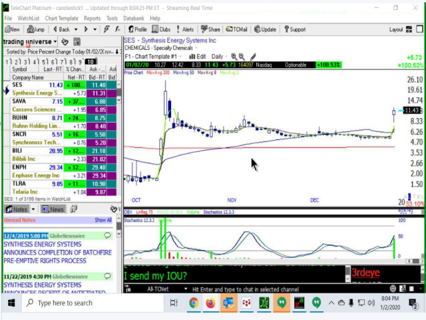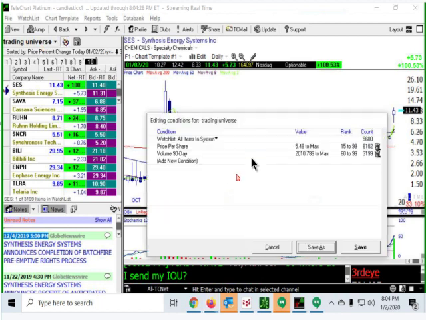First of all, I've got a trading universe up here. This trading universe is basically made up of stocks that are greater than $5 and trade more than 200,000 shares on average each day. That's my trading universe.